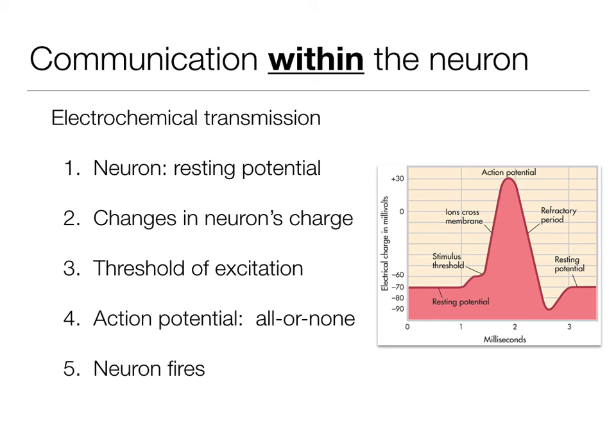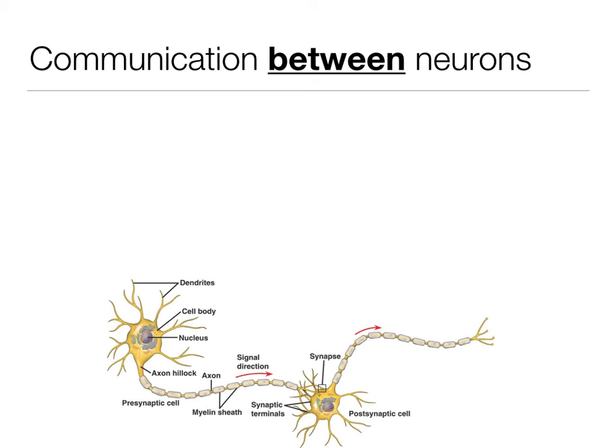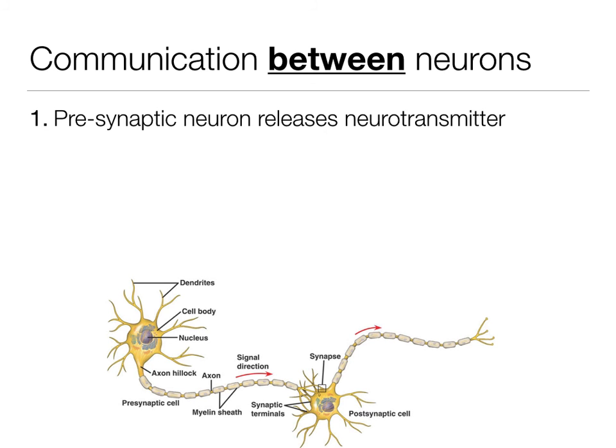Okay, so this is all happening within the neuron. That's different than this next slide, which is about what's happening between the neurons. One neuron is going to release a neurotransmitter. And again, these are those electrochemical kinds of information that's happening. And there's a ton of different kinds of neurotransmitters.